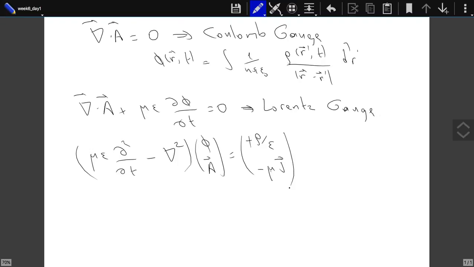Well, this combination of operators appears quite often in physics. So it is given a special name. It's called the D'Alembertian.